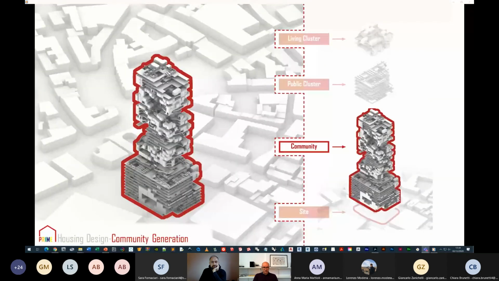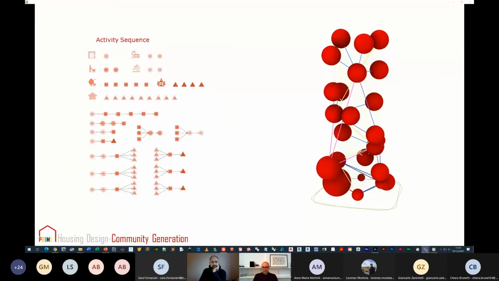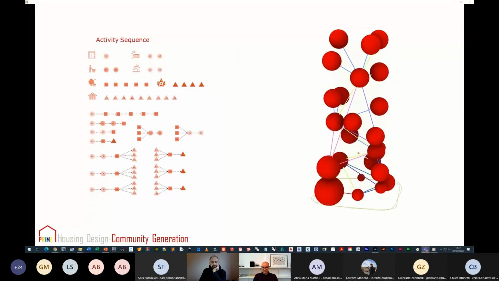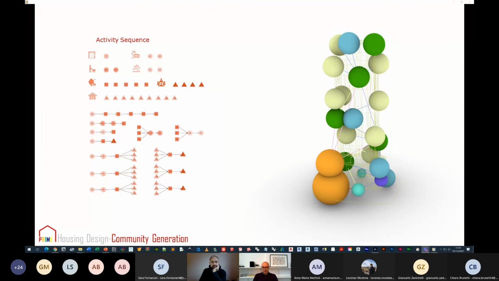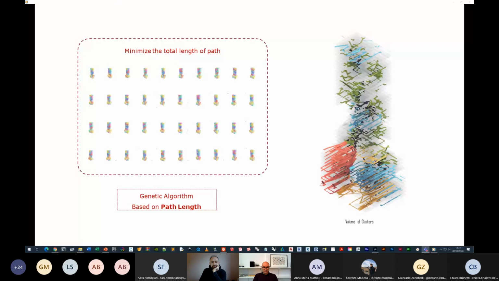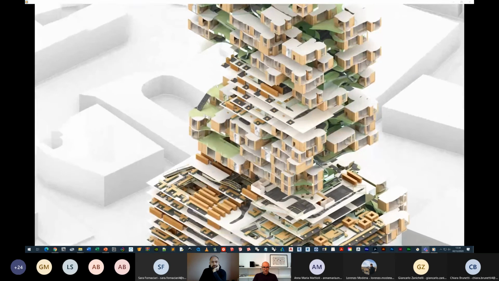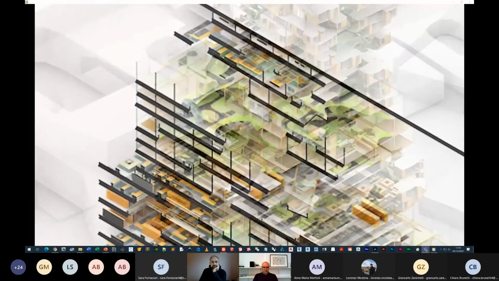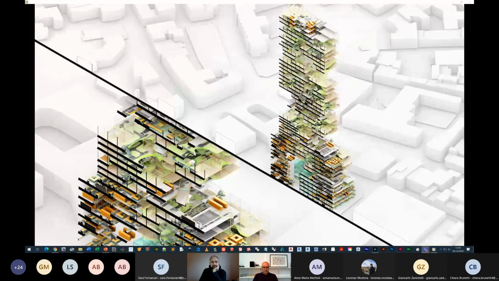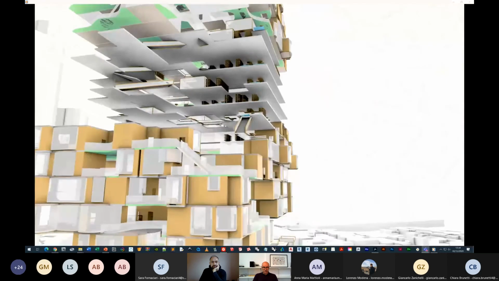We use the idea of activity sequence to organize the structure of clusters. Then we use physical engine to simulate their connections. By this way, we can get the position of each cluster. Each point will occupy a number of closed boxes. We use genetic algorithm to optimize the result. The following steps will be totally automatic based on the algorithm we studied before. Here's the final effect. Here are some details.